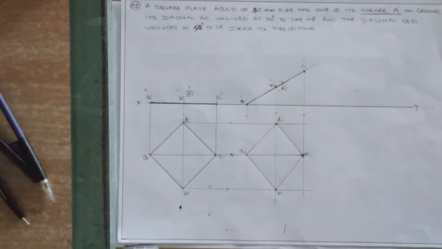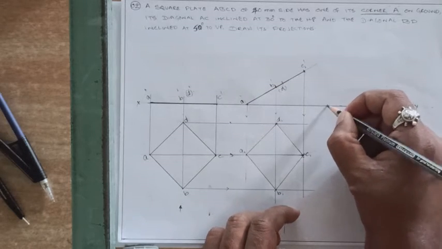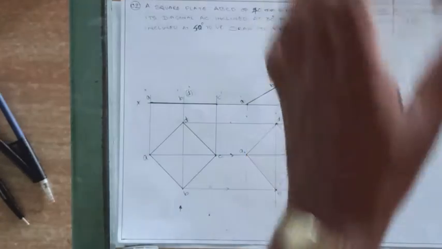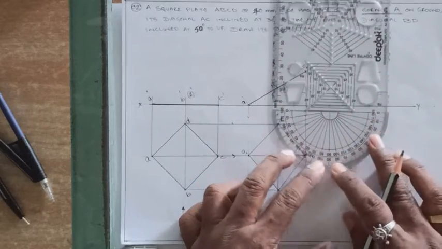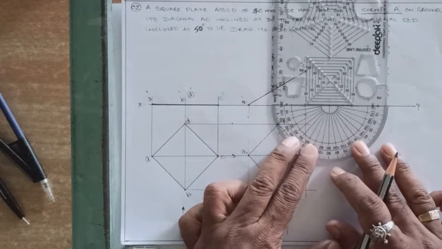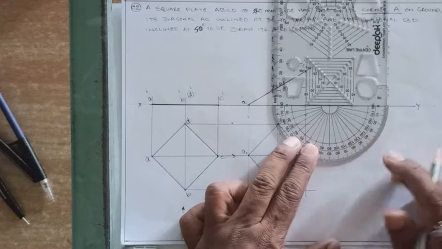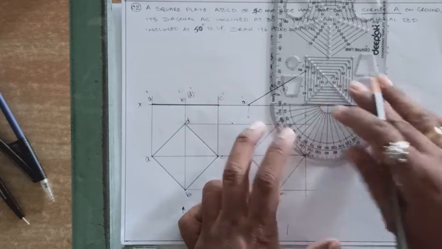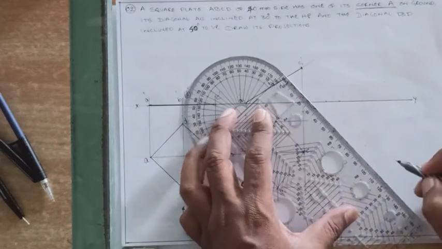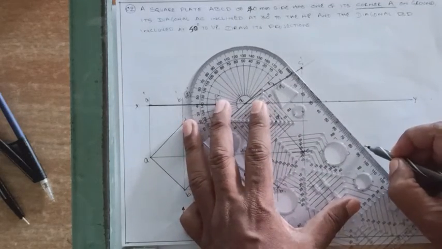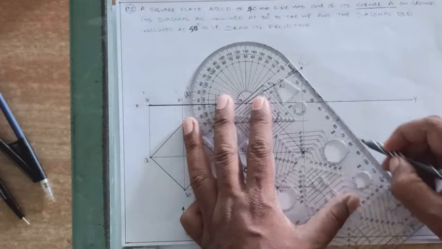Now coming to another condition, that is diagonal BD is inclined at 50 degrees to VP, 50 degrees to VP. So now at a convenient distance, let me take one point on the XY line. So maintain minimum 15 to 20 mm distance between the views. So taking that point as reference on the XY line at an angle of 50 degrees, mark the point and join that point with the selected point and extend it.